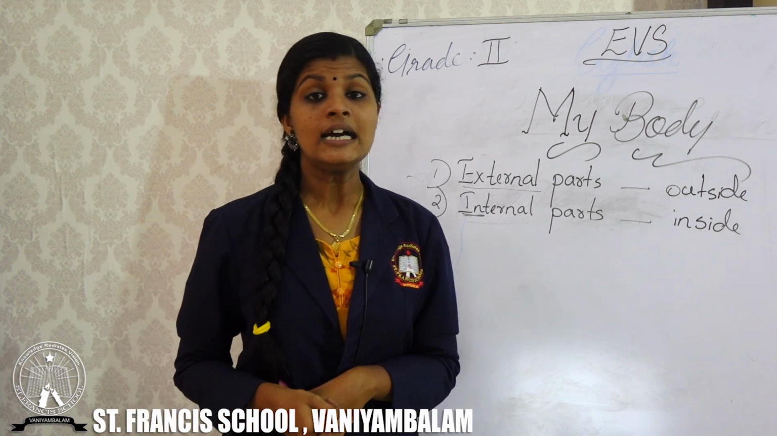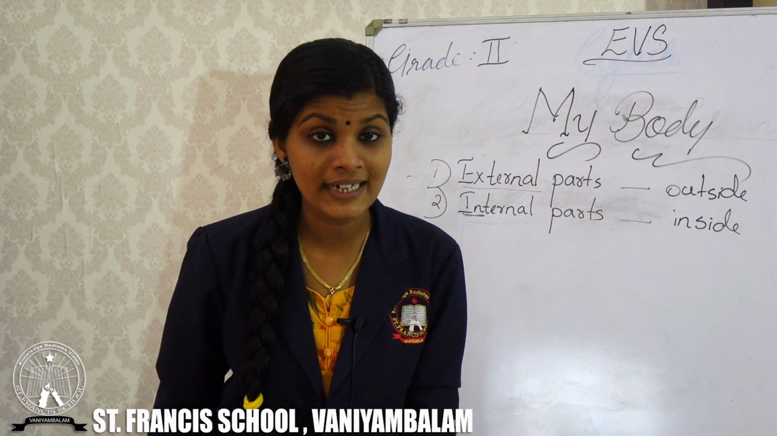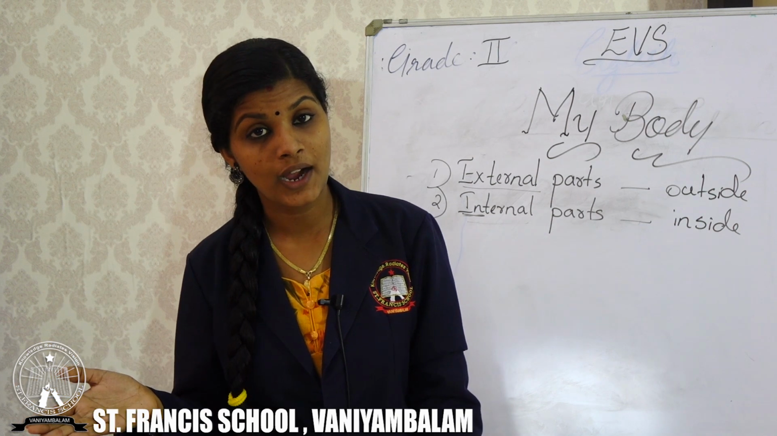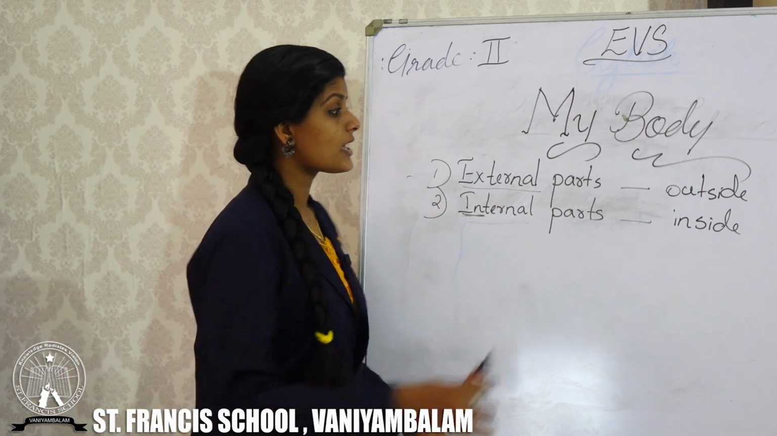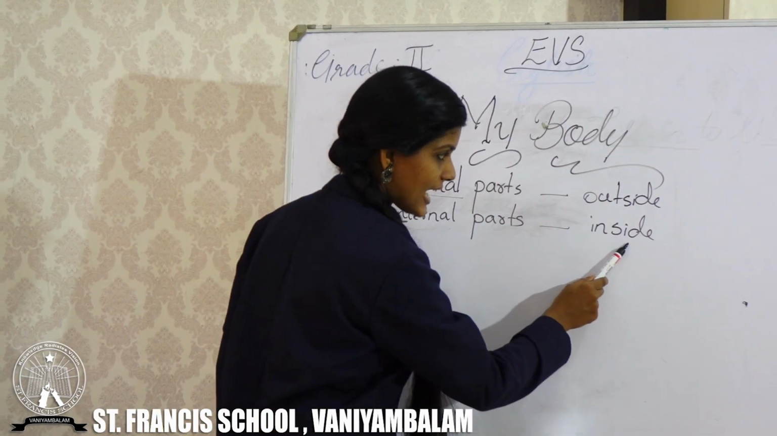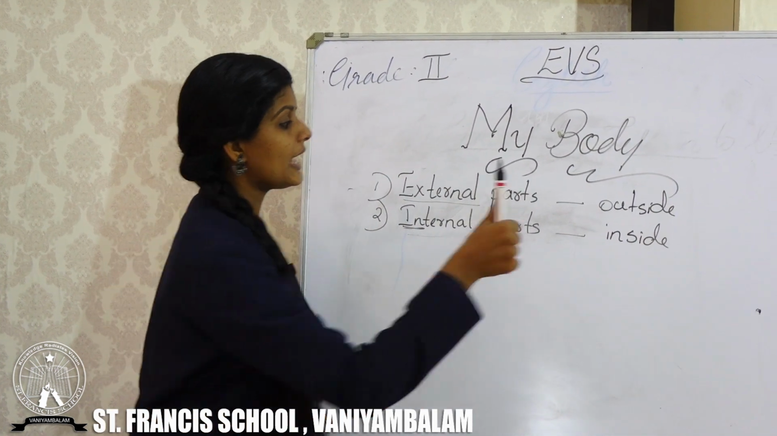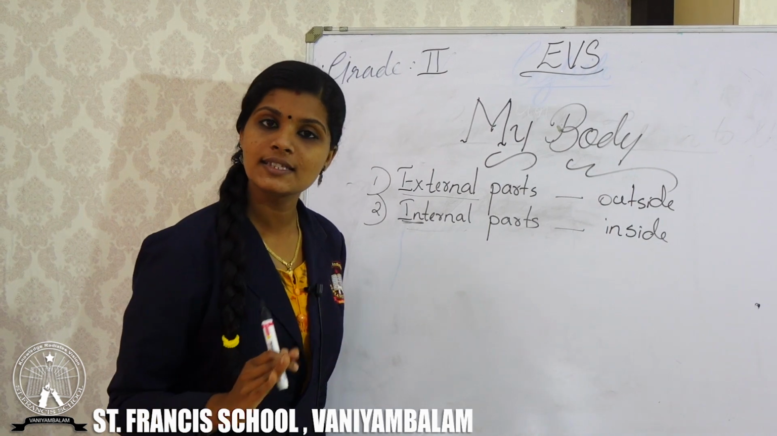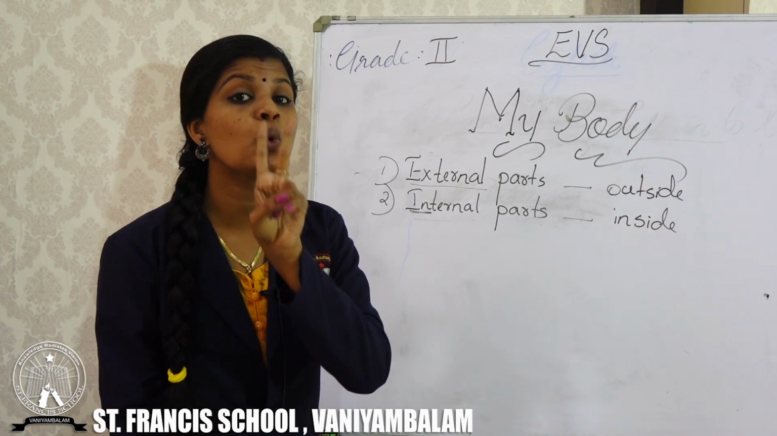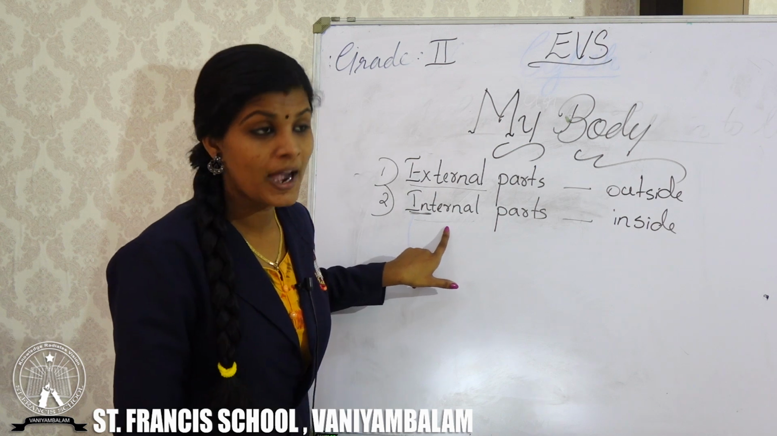So children, there are two parts of our body: the first one is the external part and the second one is the internal part. External means outside and internal means inside. All of you know what is outside, that we can see. Inside means we cannot see. So once again, our body has two main parts, external parts and internal parts.